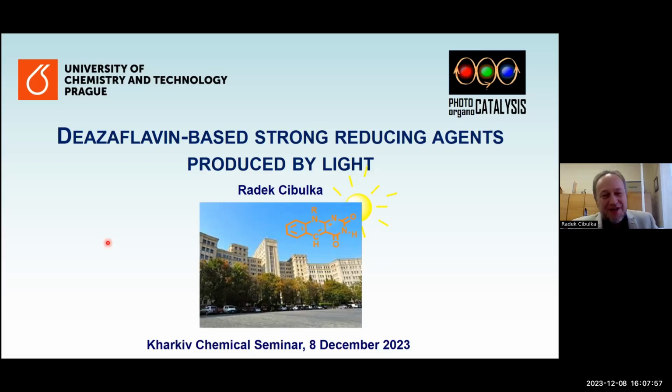So I would like to start with the area which I'm focusing on with my colleagues in the lab, and it is using light to mediate chemical reactions. And light is something which can help us a lot in doing reactions which are usually not possible in dark. And for this, we are using a special type of compounds which are called flavin- and deazaflavin-based. And today I will focus a little bit more on the area of reductions.